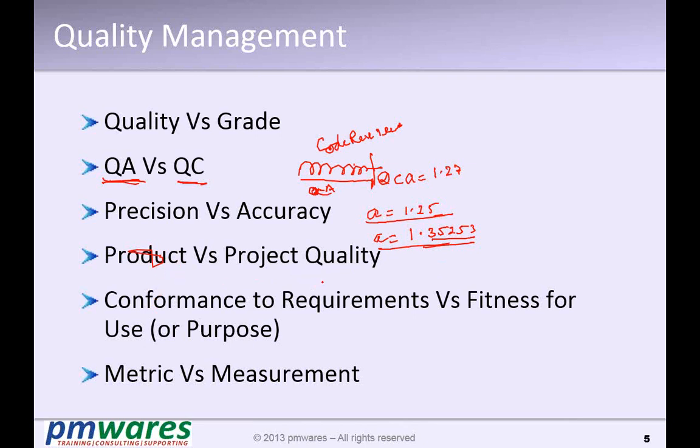Product versus project quality. As we have the product scope and project scope, similarly, product versus project quality. Your number of defects normally talks about product quality, while the cost variance is project quality. Schedule variance is your project quality.